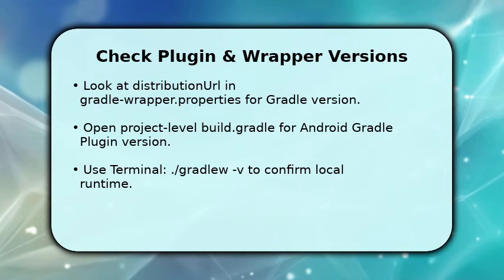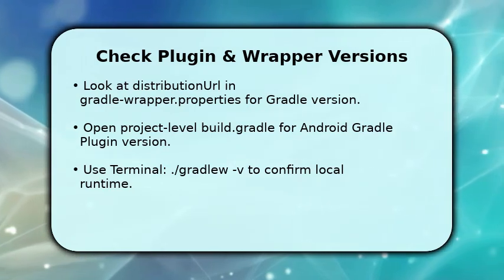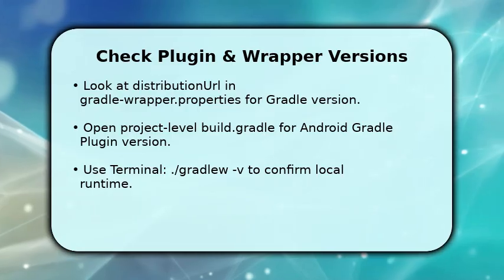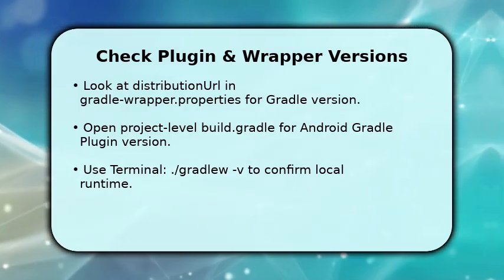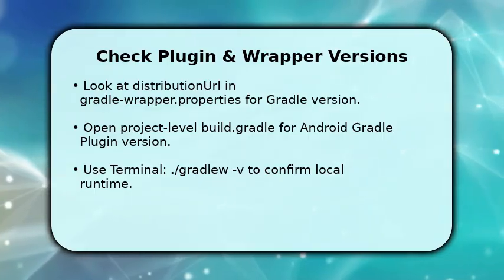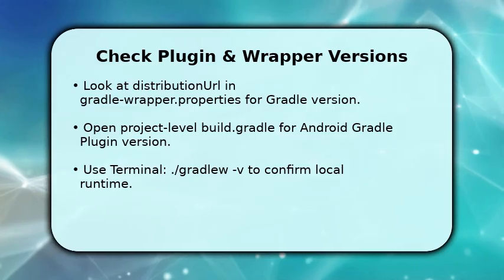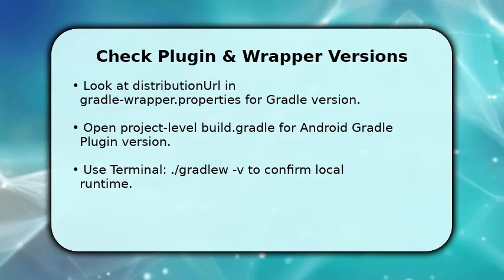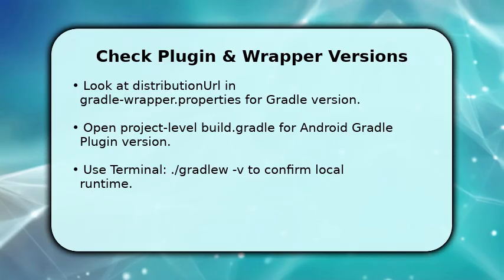Next, open the project-level build.gradle and find the classpath for com.android.tools.build:gradle. That's the Android Gradle plugin version and it affects compatibility. Once done, cross-check distributionUrl in gradle-wrapper.properties to see the Gradle version string. They must be compatible.